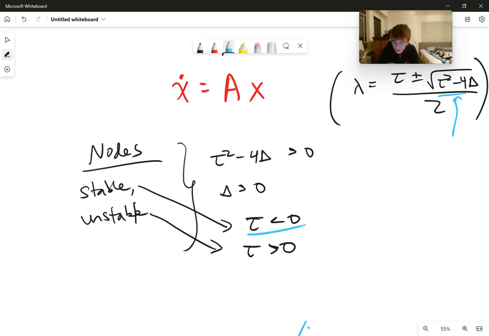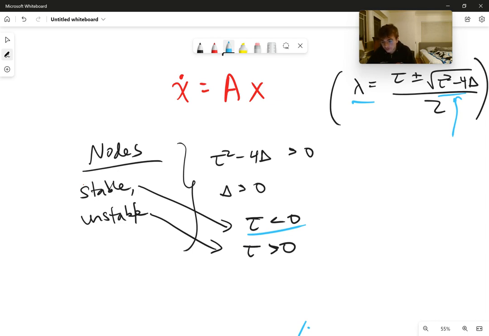So when the trace is negative, that's going to correspond to negative terms in my exponential, or negative lambda. And so therefore I'm going to have a stable system, right? Stable, that approaches the fixed point. Everything's decaying to the fixed point as time goes to infinity. Whereas if the trace is positive, I can expect that the terms in my exponential are also going to be positive. And so I'm going to have a system that's unstable.